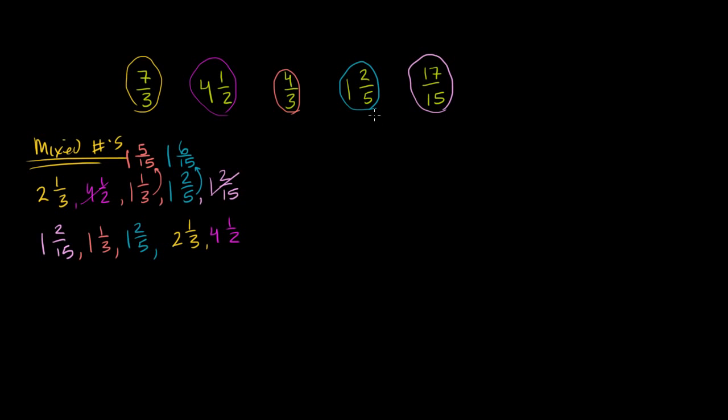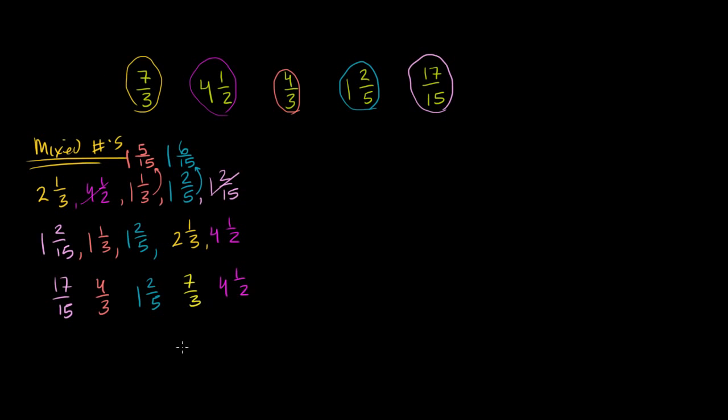And we can then rewrite them in the way that they were originally written. This one in pink was originally written as 17/15, so I'll write it as 17/15. This 1 and 1/3 was originally written as 4/3, so I can write it as 4/3. The 1 and 2/5 was already written as 1 and 2/5. And then the 2 and 1/3 was written as 7/3. And the 4.5 was already 4.5.